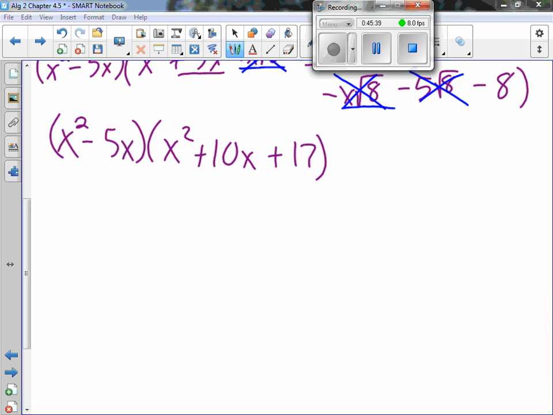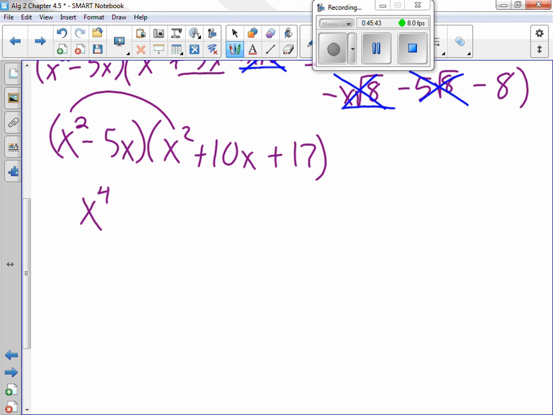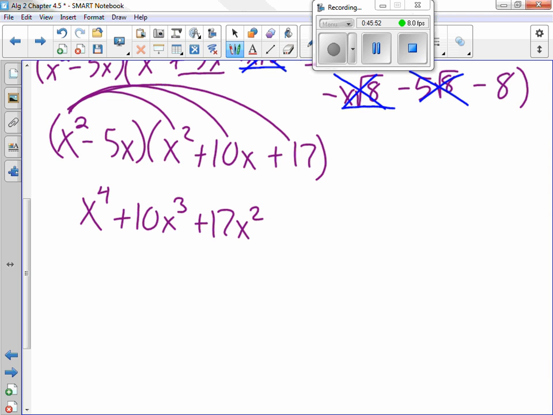So if we multiply these two here, well, we get x squared times x squared, which would be x to the 4th. X squared times 10x would be plus 10x cubed. And 10x times 17 would be plus 17x squared. So we finish that one there.